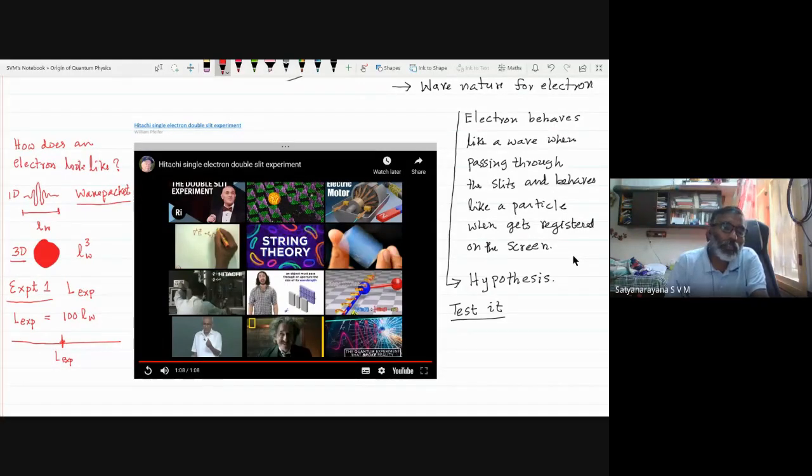Now tell me, in this experiment, when your particle is here, would you call this particle a wave or a particle? Because it is getting registered in a localized fashion. Compared to the length scale that you have, this is like a point. So you will see that in this experiment, the electron behaves as a particle.